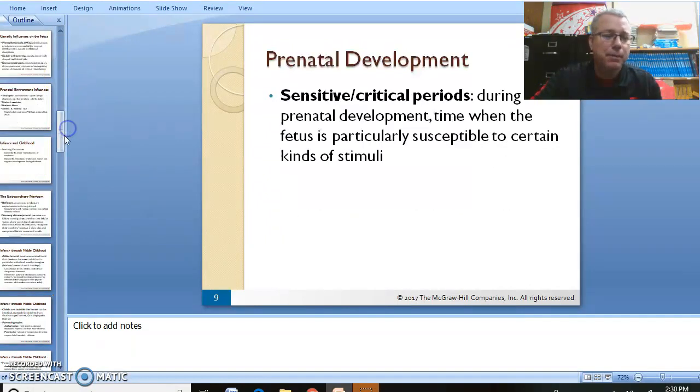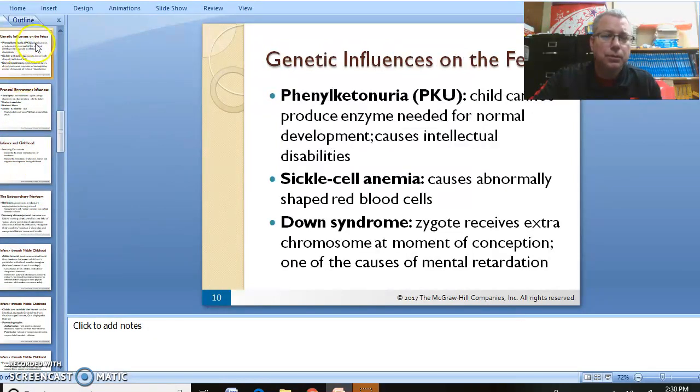Again, prenatal development. Move up here a little bit. Oops, sorry.